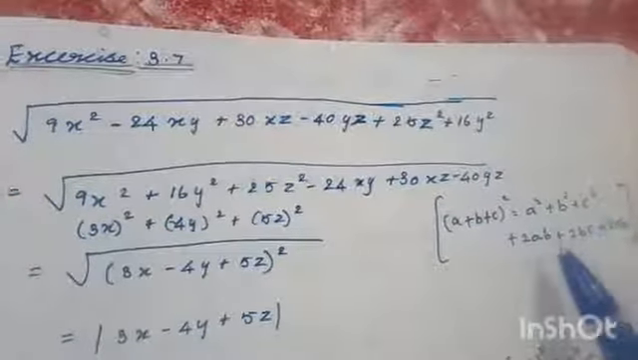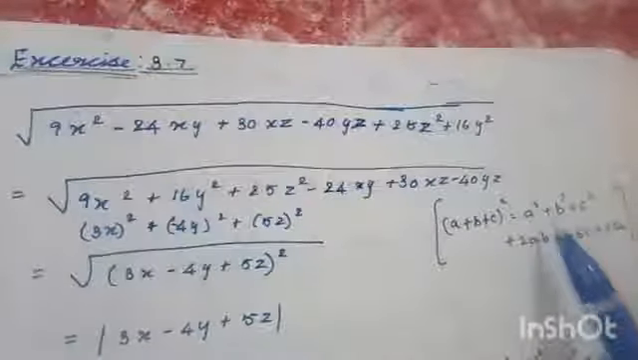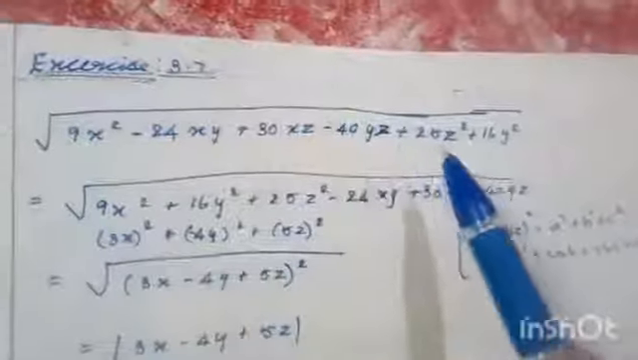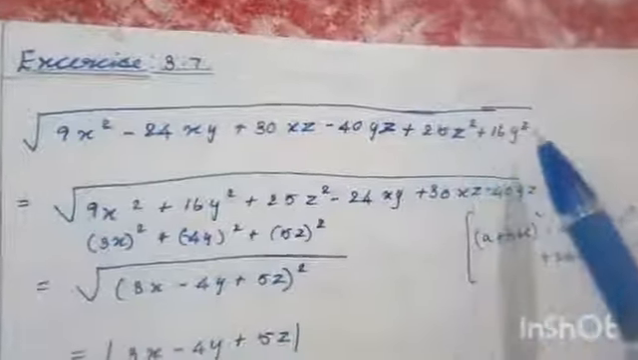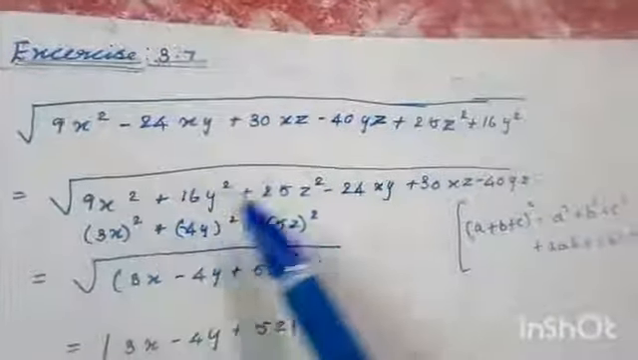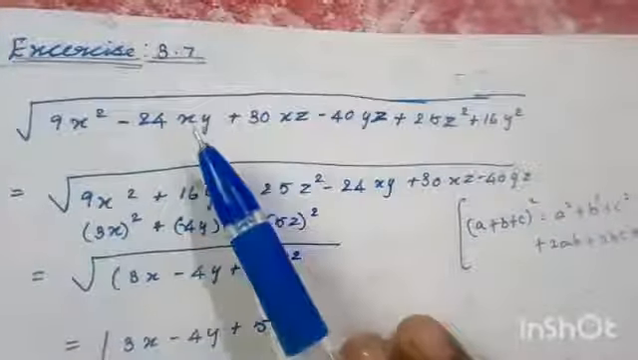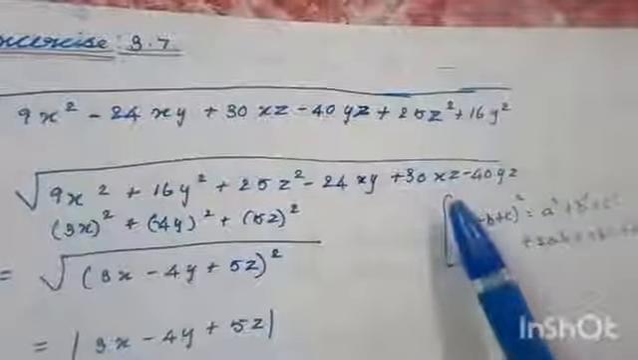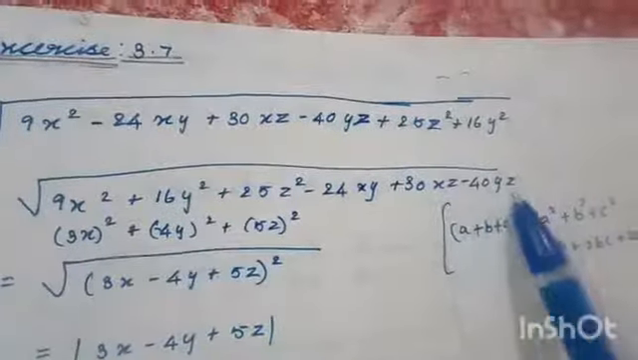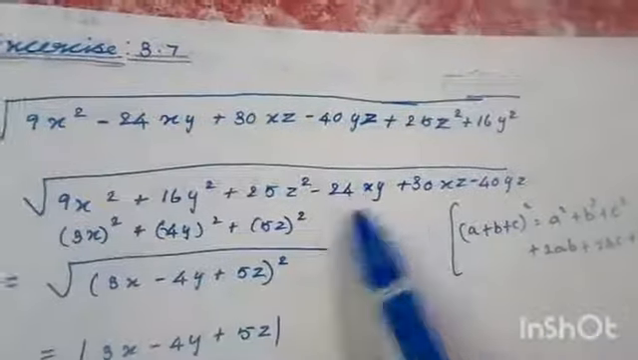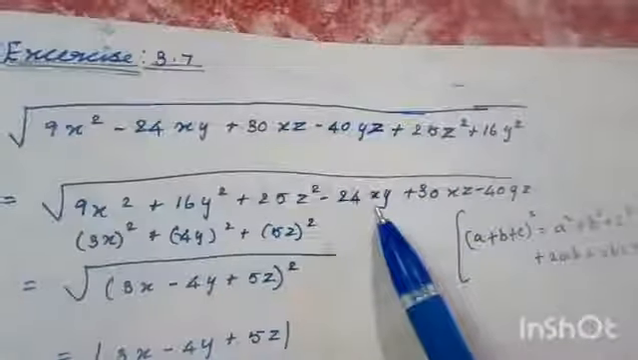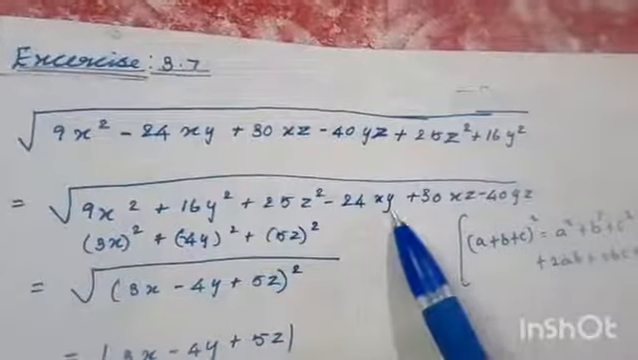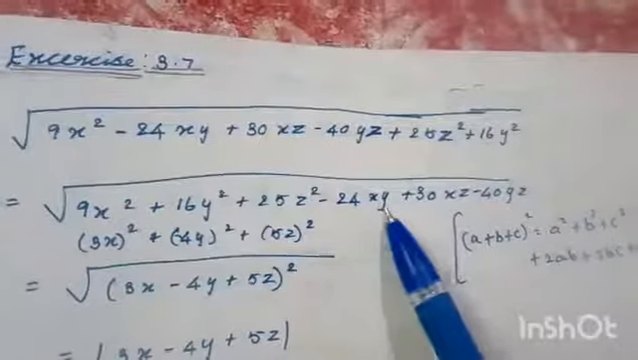So how do you identify this? First check the square numbers. What are the square numbers? It is 9x², 25z², 16y². First write these together. Then the terms 24xy, 30xz, 40yz you have to write in formula format. For 24xy and 40yz we get a minus. Maybe x is negative or y is negative; any one of the variables is negative.